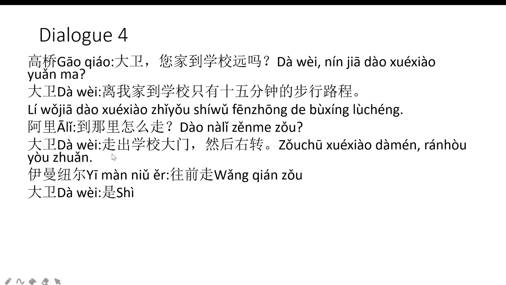And then David says, 走出学校大门,然后右转, get out of the school gate, and then turn right. And then Emmanuel says, 往前走, keep walking straight. And then David says, 是.